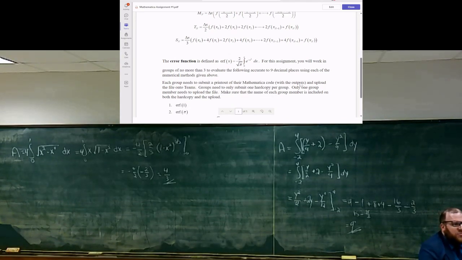Groups of no more than 3. I think there's 8, so it's going to wind up being 2 groups of 3 and 1 group of 2, or if you want to just do 4 groups of 2, whatever, don't care. However you divvy it up, it's fine, but no more than 3. If you want to, you can also just work on your own. I don't recommend it, but you can.